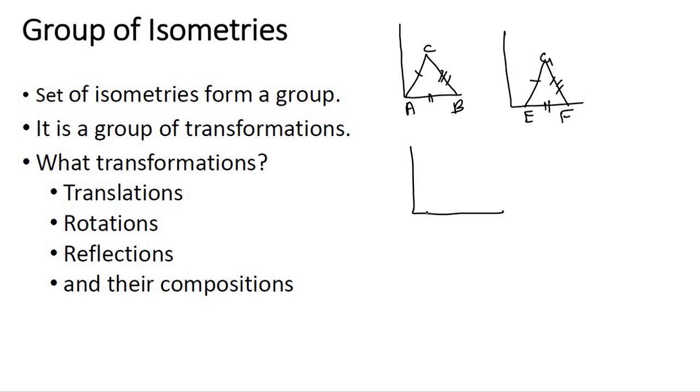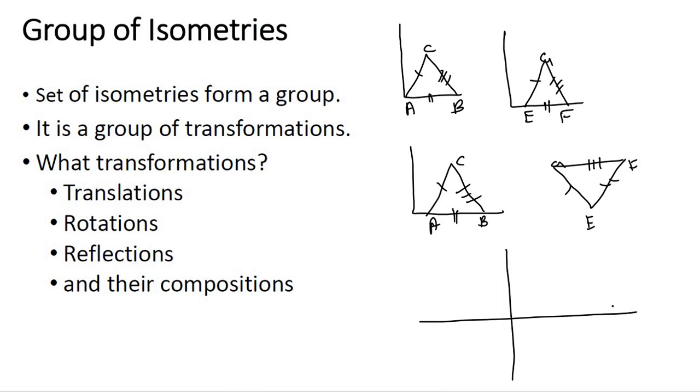Similarly, the rotation case: A, B, C. I'm rotating, it remains congruent. EFG, these two triangles are congruent to each other. Suppose I am reflecting, this is ABC, BCD is a rectangle, I'm reflecting.